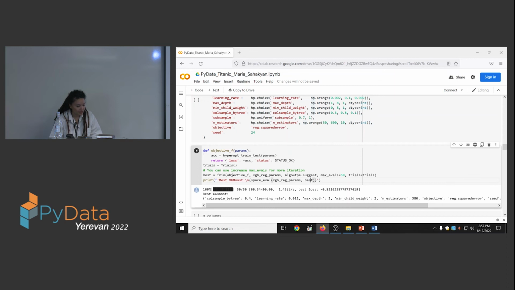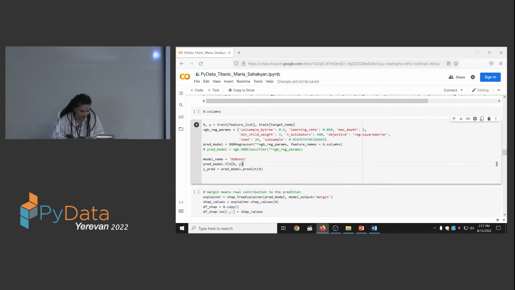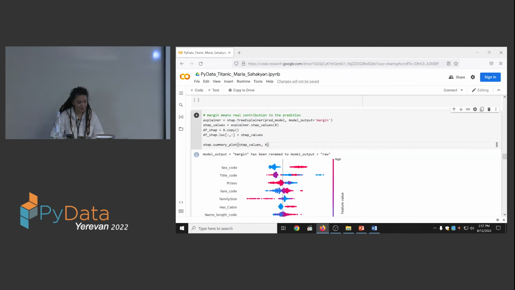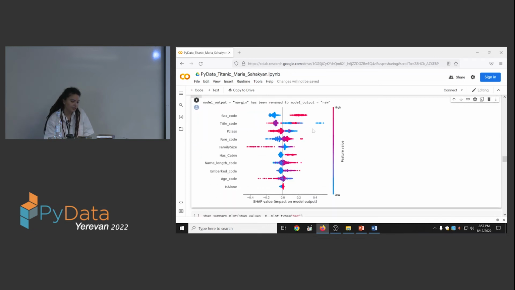So let's say we train the model, as I was saying. After model training, we just need to feed the trained model, the pred model, to the SHAP explainer, and then SHAP values are generated based on this explainer and X, which was our initial data set. So when we generate these SHAP values, we can use this matrix for different visualizations. For example, here it is the global feature importance based on SHAP values.